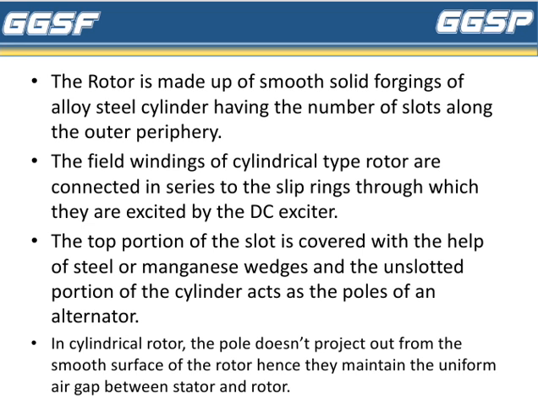The top portion of the slot is covered with the help of steel or manganese wedges, and the unslotted portion of the cylinder acts as the poles of an alternator. In a cylindrical rotor, the poles don't project out from the smooth surface of the rotor. Hence, they maintain a uniform air gap between stator and rotor.